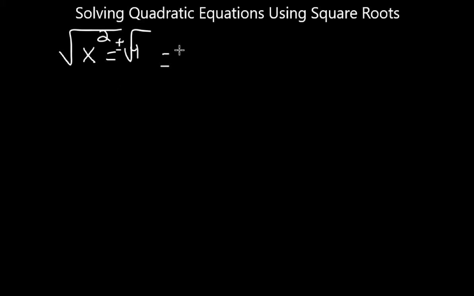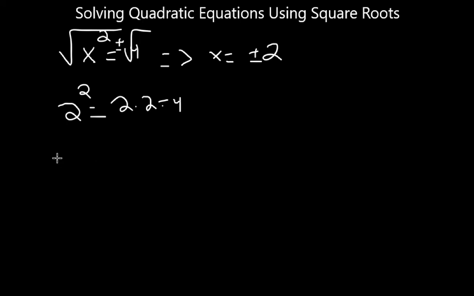So this would end up becoming x equals, because the square root of x squared is x, and the square root of 4 is 2, x equals plus or minus 2. So why did I write this 2 here? Well, let's take a look at what happens when I square 2. When I square 2, I get 2 times 2, which is 4. And when I square negative 2, I get negative 2 times negative 2, which also equals 4.